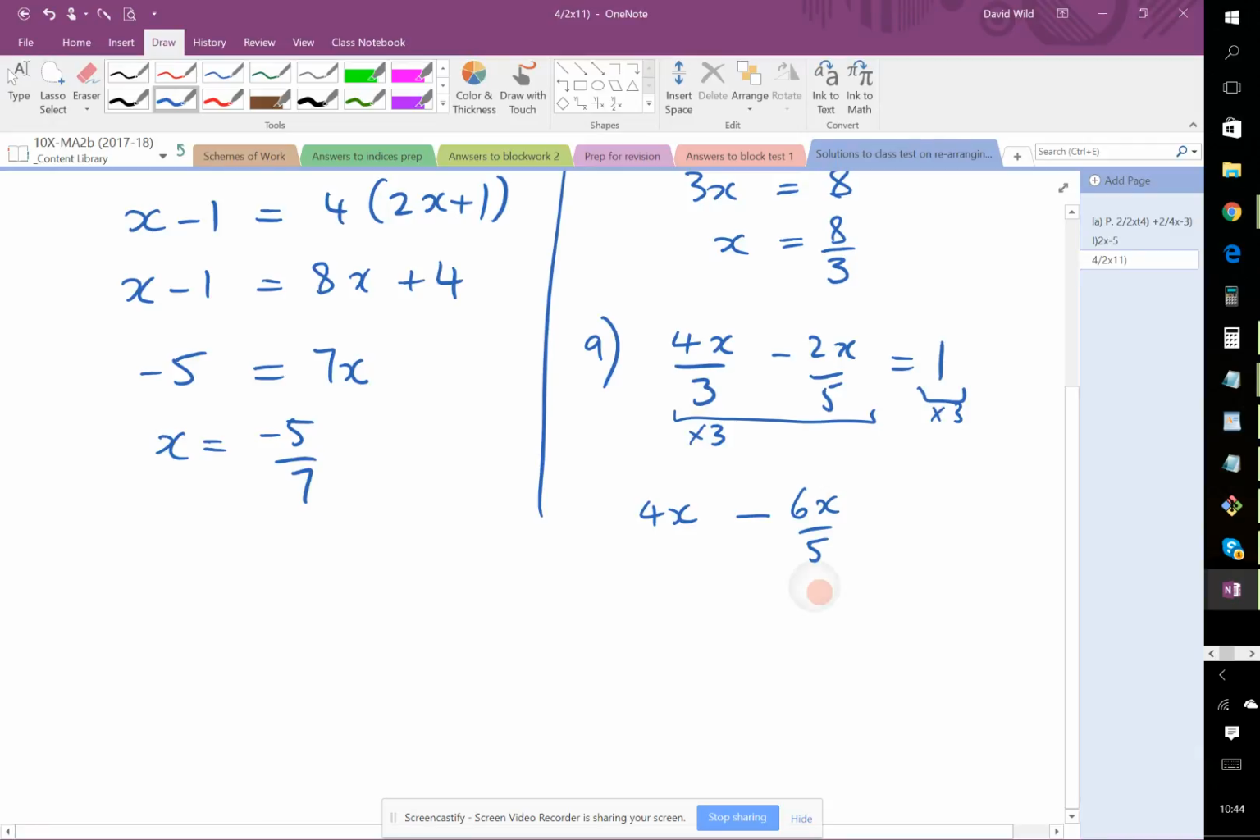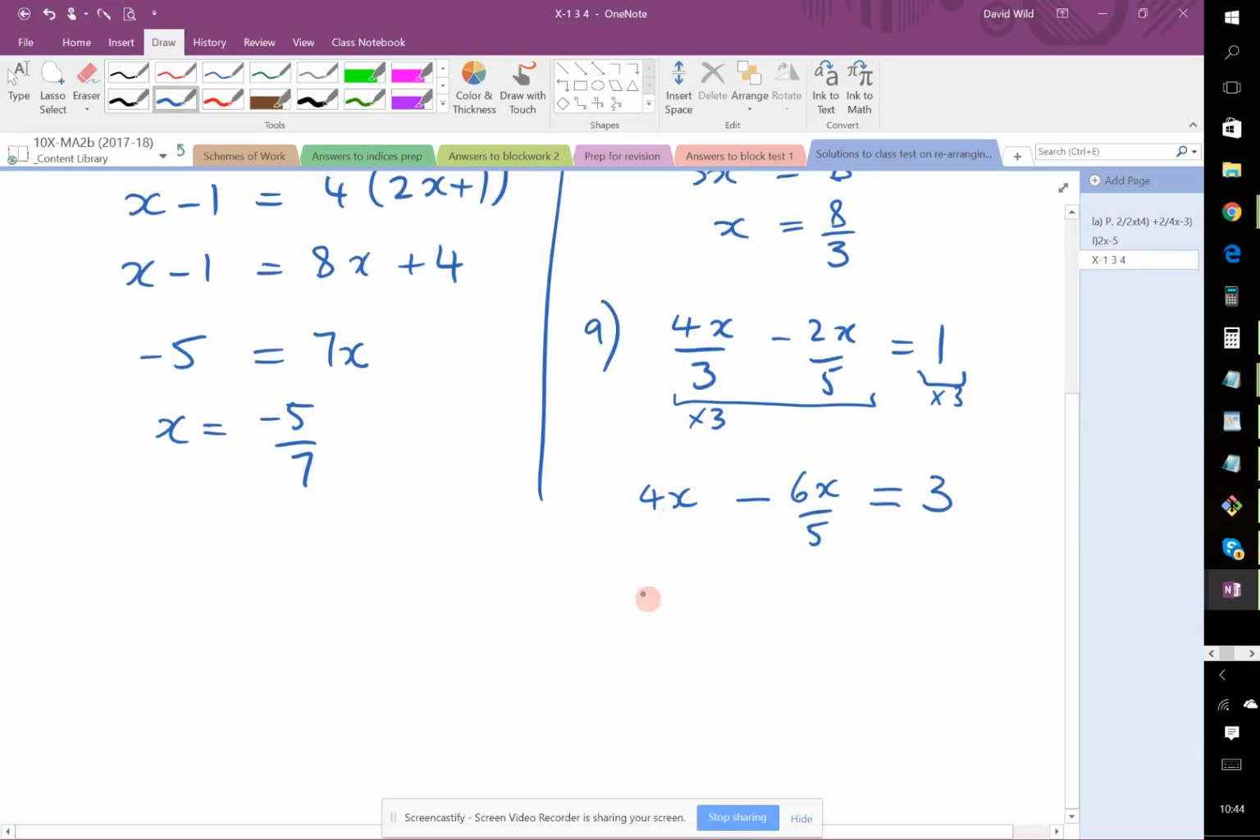So 4x. Because the 3's cancel. If I multiply this by 3, I get 12 over 3, which is 4. Now, on the right-hand side, I must multiply by 3 as well. Okay, now I'm going to multiply by 5 to get rid of this. So 5 4s are 20x, minus, multiply this by 5 and the 5 goes, multiply this by 5 and I get 15. Now I subtract the 20 and the 6 and I get 14x. Divide both sides by 14.